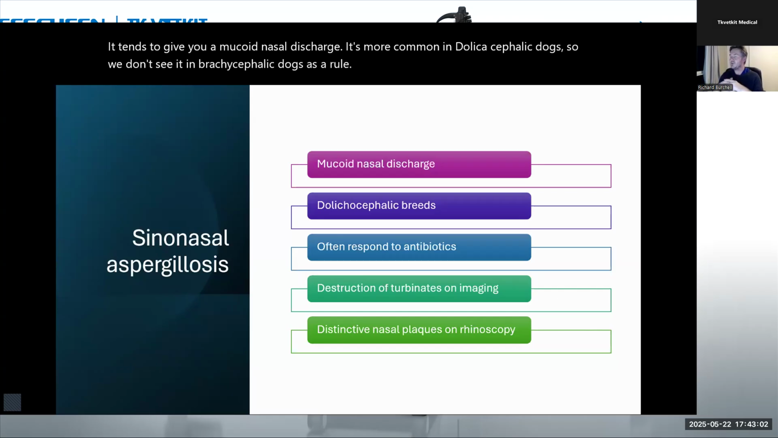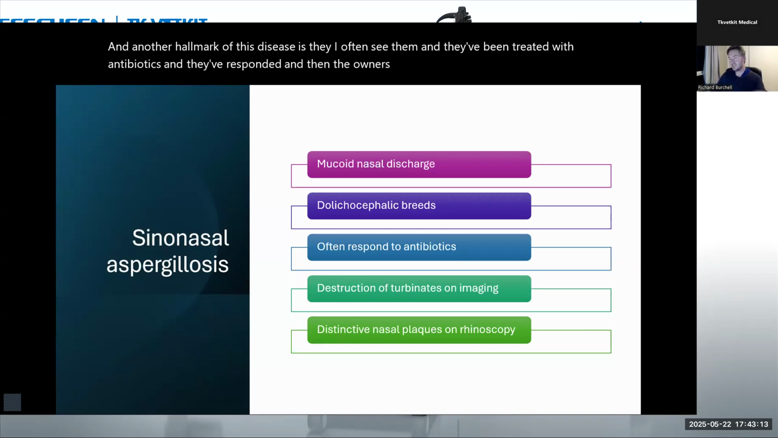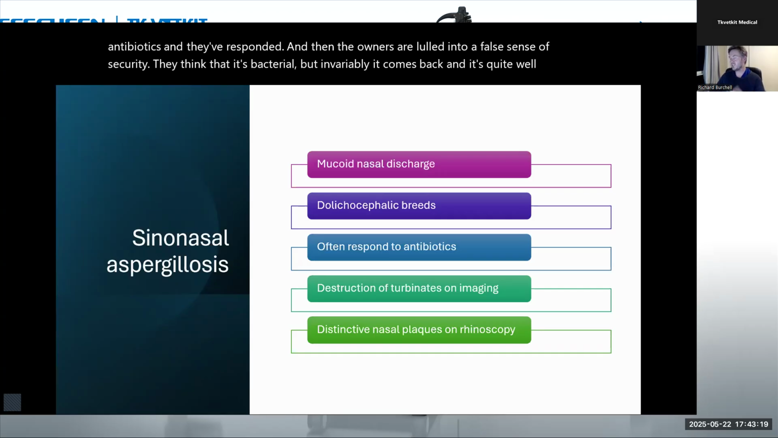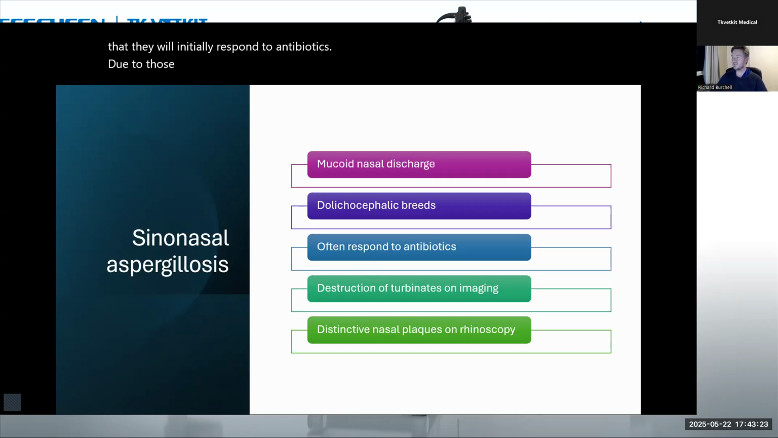And another hallmark of this disease is I often see them and they've been treated with antibiotics and they've responded, and then the owners are lulled into a false sense of security. They think that it's bacterial, but invariably it comes back, and it's quite well reported that they will initially respond to antibiotics due to those secondary infections that they can get.